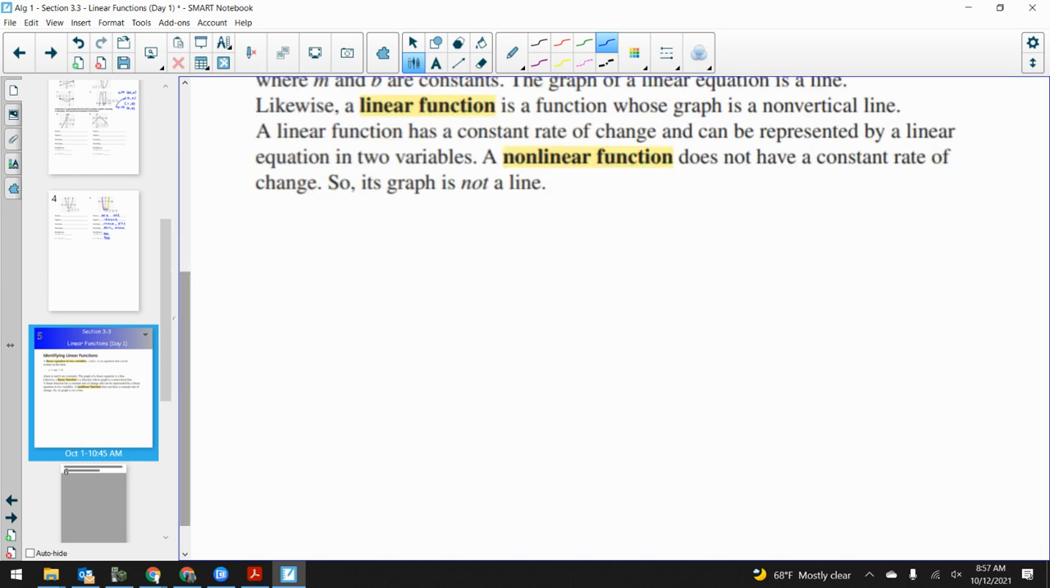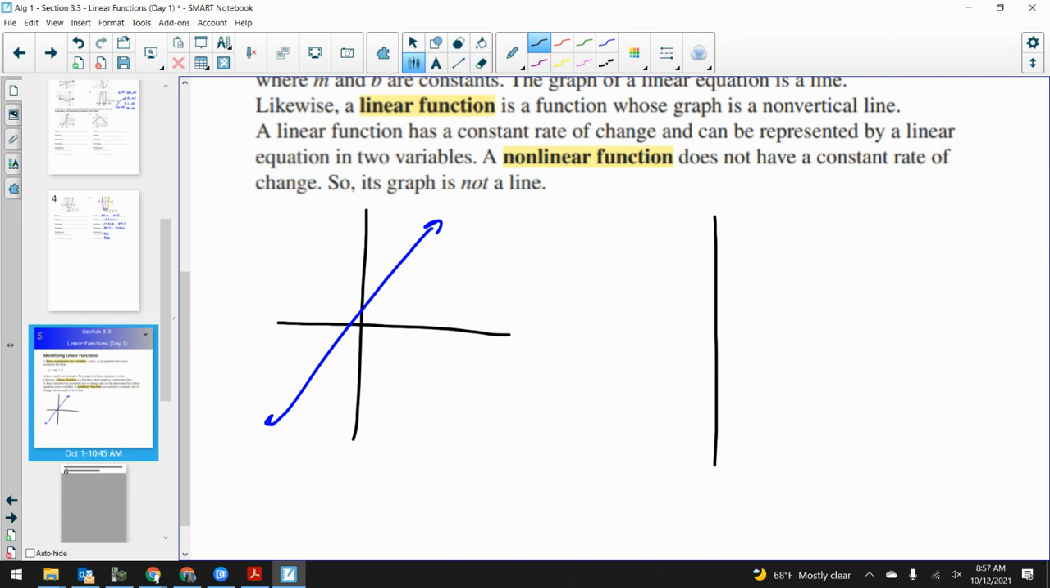Okay, let me ask you this. Why is this blue line a function? If I asked you to explain, what would you say? Good, it passes the vertical line test. Good. What about this one? Does that pass the vertical line test? No, it does not.